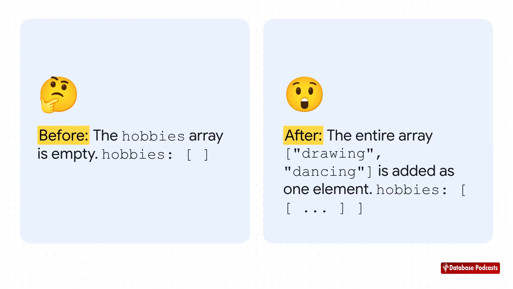And here's what happens. Whoa, wait, why is there an array inside the array? Well, because we gave $addToSet an array as the value, it treated that entire array as a single item. It checked if the hobbies list already had the exact element, drawing, dancing. Since it didn't, it added it, which gave us this nested array. This is a really key concept. If you wanted to add drawing and dancing uniquely as individual items, you'd have to combine $addToSet with $each, just like we did with $push.